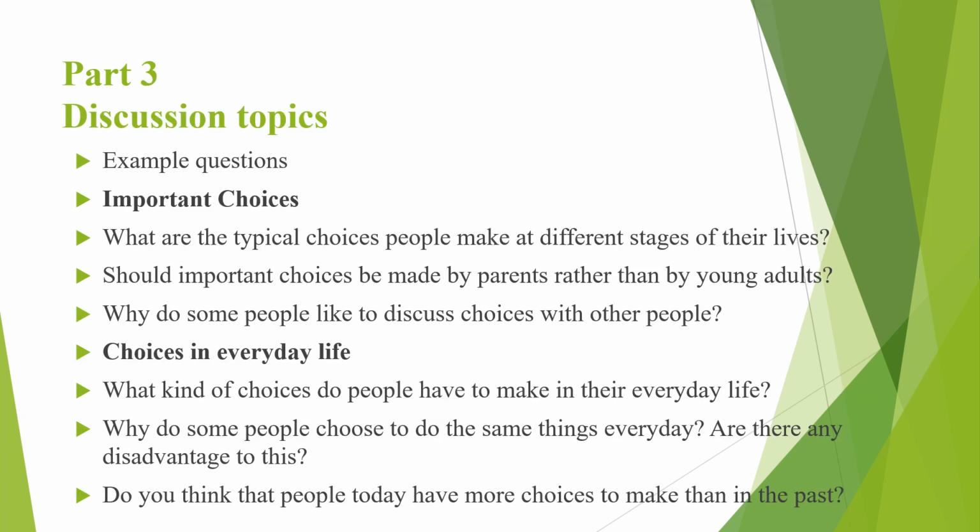Part three, again, we have a discussion topic, which is a two-way discussion. Here we have some example questions, important choices in your life. What are the typical choices people make at different stages of their lives? Should important choices be made by parents rather than by young adults? Why do some people like to discuss choices with other people? So you just need to mention the reasons.